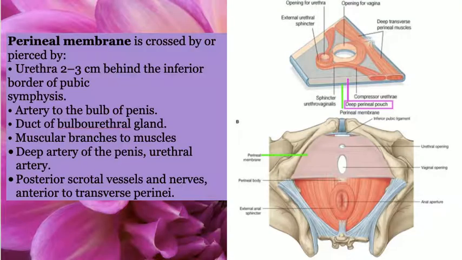Okay. So what is the importance of the perineal membrane? We have seen it in terms of its boundaries with the pouches, but it is also pierced by certain structures. Okay, so we have the urethra. You can see we have the urethral opening that is 2 to 3 centimeters behind the inferior border of the pubic symphysis, the artery to the bulb of the penis, the duct of the bulbourethral glands, the muscular branches to muscle, the deep artery of the penis, the urethral arteries, and the posterior scrotal or labial vessels, which lie anterior to the transverse perineum.